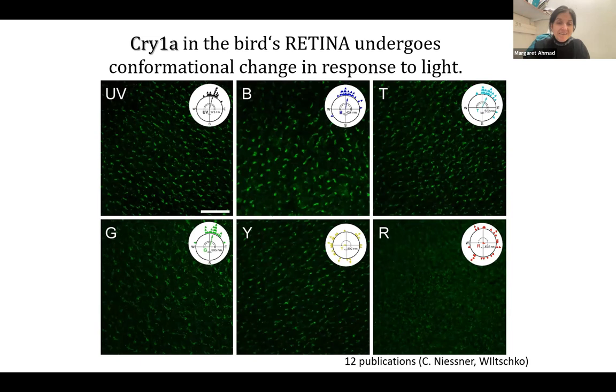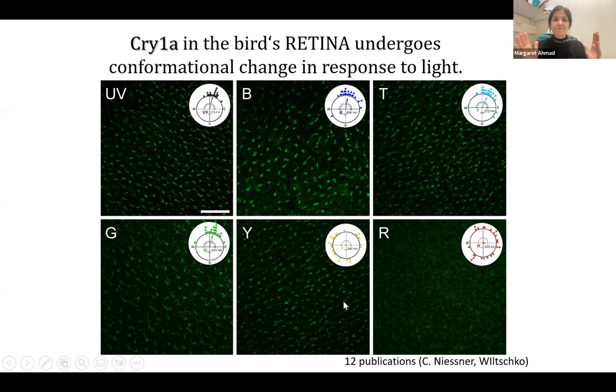Next slide. And this was the result. Each of these panels is a section, all six of them are sections of the retina of these chicks, who were exposed to light and then stained. On the top three panels, you see UV, blue, and turquoise. Those green spots are staining of Cry1A antibody. And in the inset, you see that white circle with the behavioral image. That shows the behavioral response of the birds to this type of light. They're oriented in these qualities of light. And you can see that each of these qualities of light also activates the cry. Except for red light, in the case of red light and yellow, the birds are not oriented and the staining is much reduced or absent.